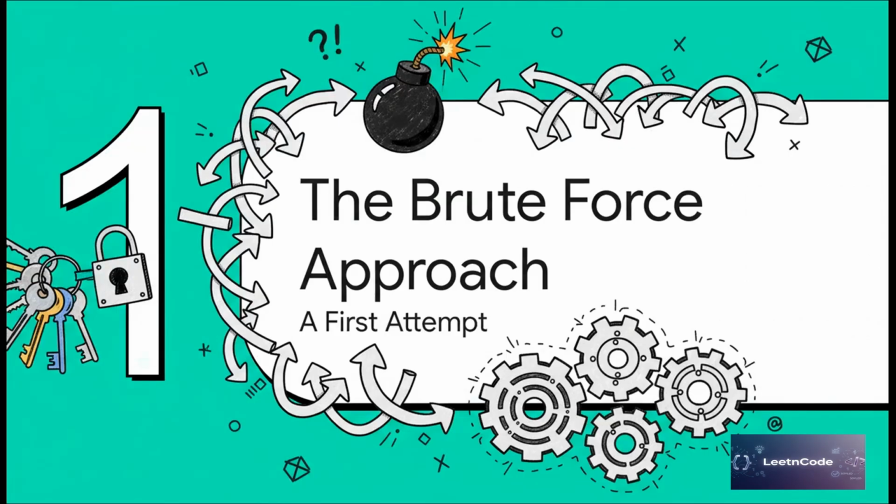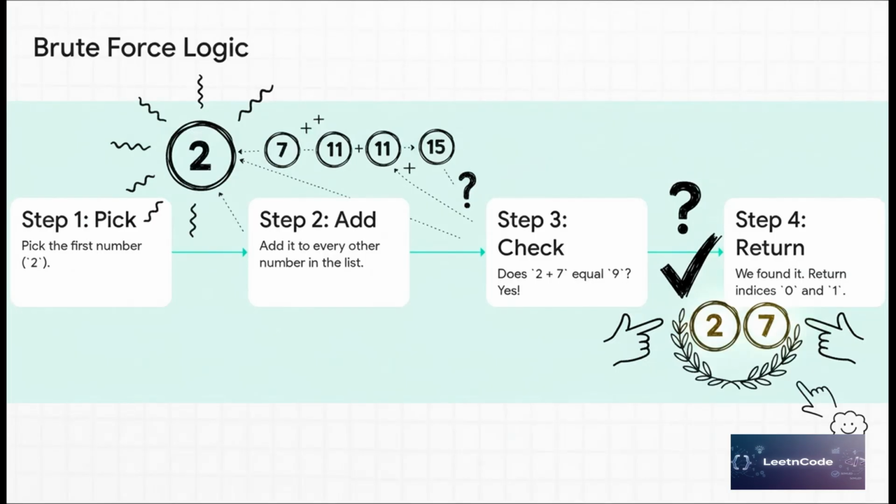So where do you even start with a problem like this? Well, the most straightforward, intuitive way to think about it is what we call the brute force approach. And yeah, it's pretty much exactly what it sounds like. We're just going to muscle our way through it and try every single combination until something works. The logic here is really simple. You just grab the first number, which is 2 in our case, and you start adding it to every other number in that list one by one.